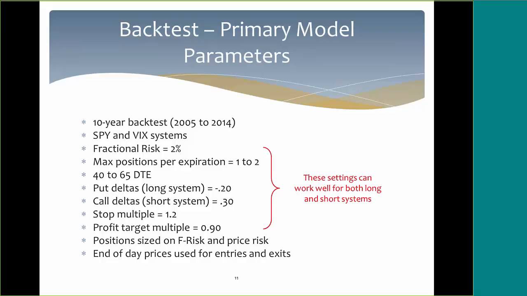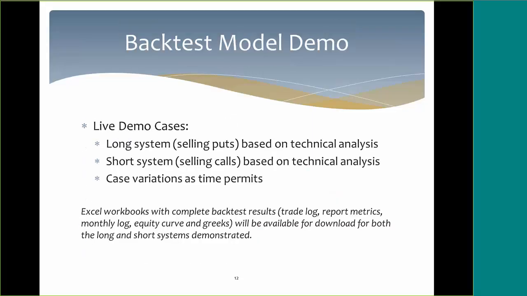I found that 40 to 65 DTE works very well. I sell puts with a delta of 20, and I sell calls on the short system with a delta of 30. I'm using a stop multiple of 1.2 and a profit target multiple of 0.9. Positions are sized based on the fractional risk and the price risk. And of course, end of day prices are used for the entries and the exits. So with that, I'm going to do the demo.